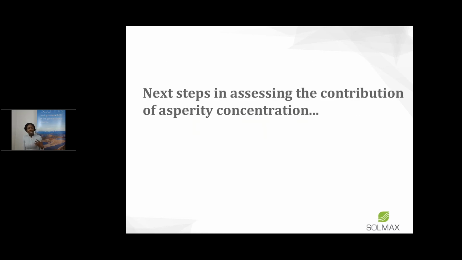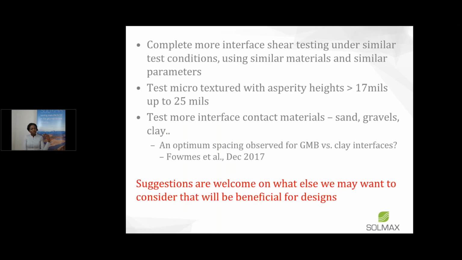So the next steps now in our assessment of the contribution of asperity concentration: we've done all this testing. It's showing us something, but we're not going to stop there. That's not enough to just say, okay, that's it. We need to do more testing. So we're going to complete more interface shear testing on similar test conditions, using similar materials and similar parameters. I have to mention that all of the tests that I showed you before weren't all done in the same lab. They weren't all done at the same time or using the same strain rate or same conditions. We did recent tests, and then we compared with what we already have in our database.